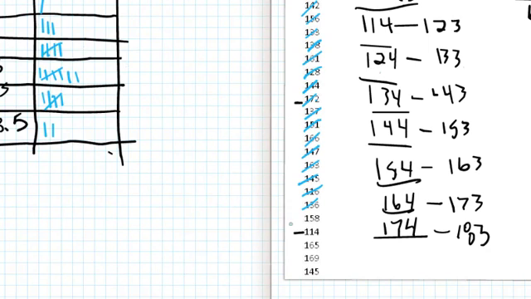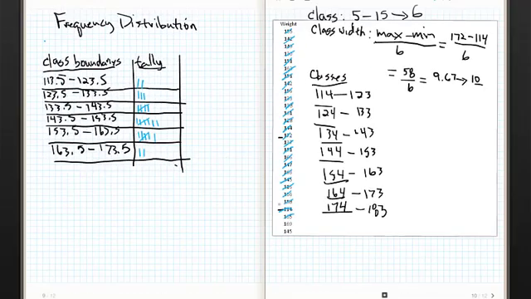136. 158. 114. Whoops. 114. 165. If you're bored as heck, you can always fast forward through this. 169 right here as well. And then 145, which is right here. Okay? Now, let's see what we got.